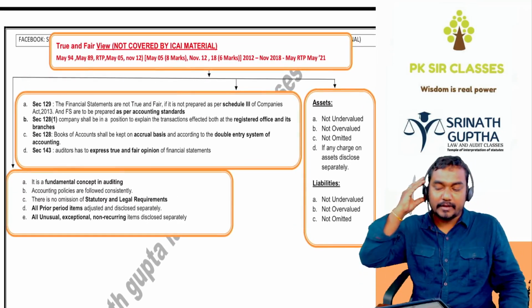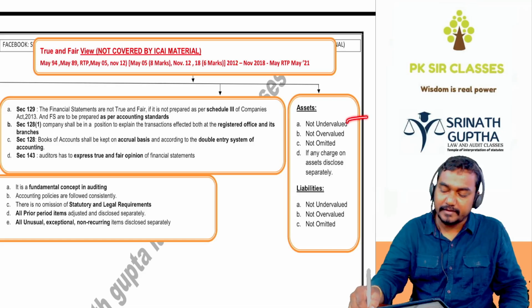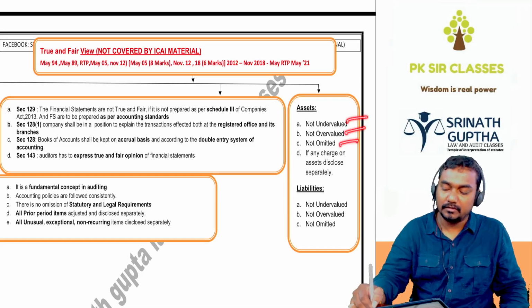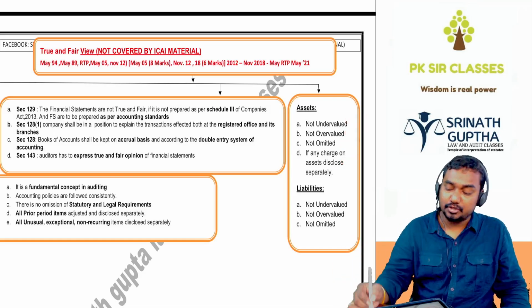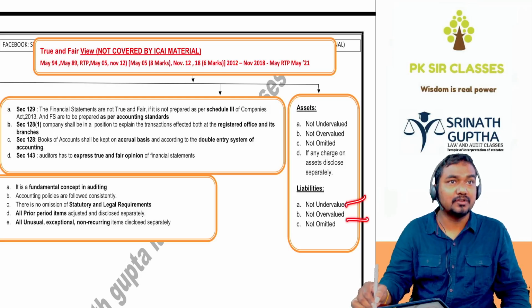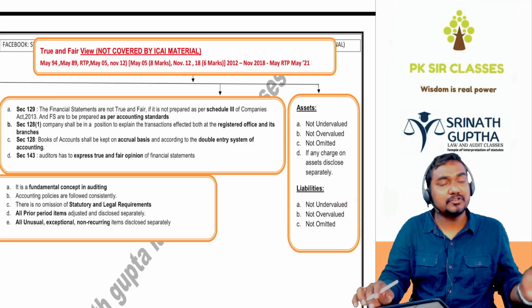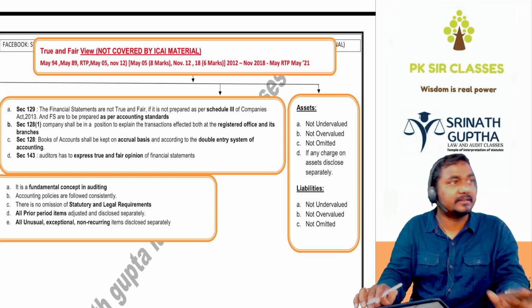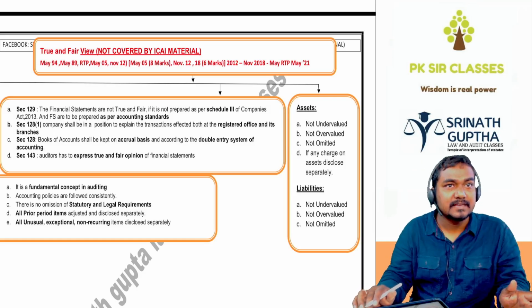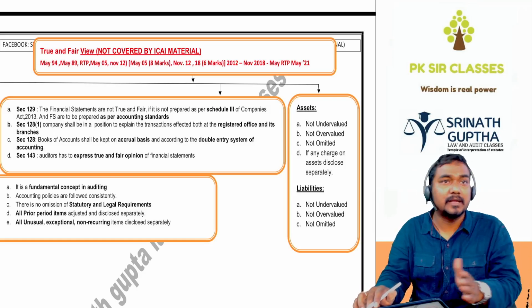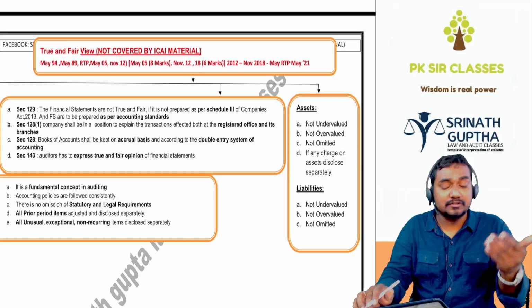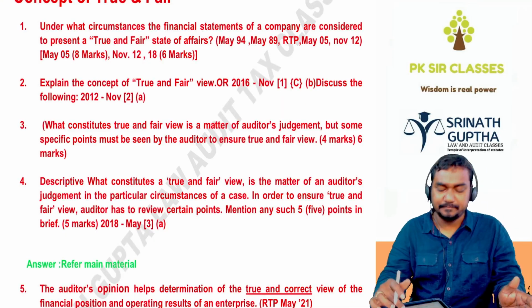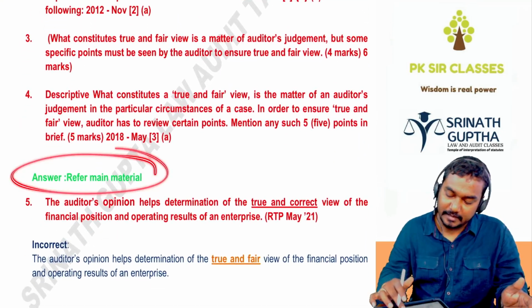So books are said to be true and fair when the assets are not overvalued, not undervalued, not omitted. Charges are disclosed separately, and we should be able to explain the transactions affected in the register and the branches. We have to follow the accounting policies consistently. Unusual items should be disclosed separately. So for the 8 questions, beta, refer to the main material.